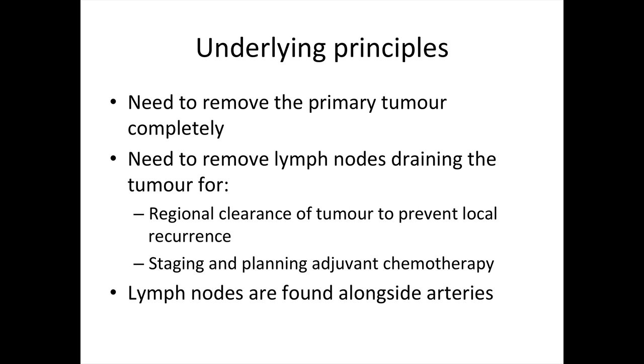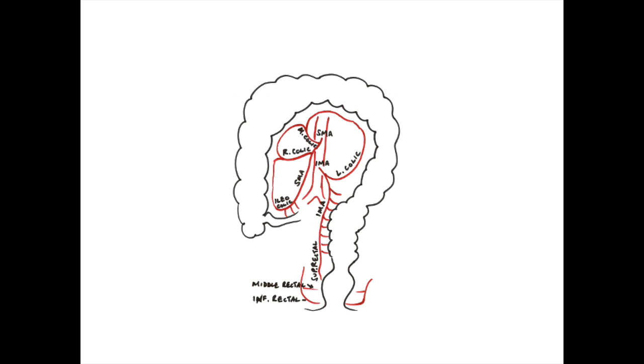So just to go over the underlying principles, which we covered in more detail in the other right hemicolectomy podcast, with a cancer, what we need to do is remove the primary tumour completely, but also to stage the tumour and to get local and regional control, we need to remove the lymph nodes which happen to travel with the named arteries. So here's the colon and the blood supply, and we talked a lot more about blood supply in the right hemicolectomy podcast, so I won't go over that again, but we're going to talk about left hemicolectomy today.